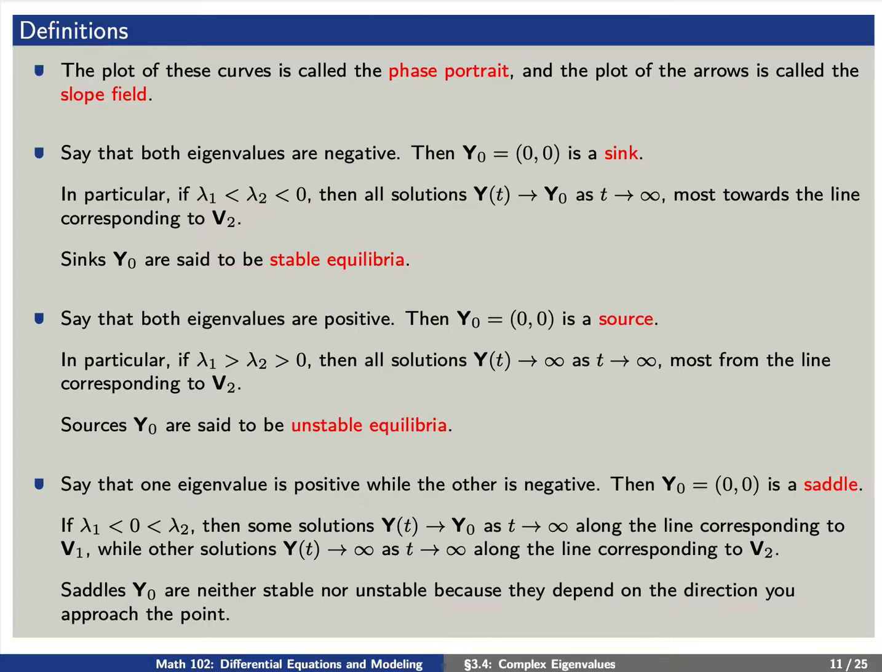Finally, let's say that one eigenvalue is positive while the other is negative. Then the origin, our equilibrium point, is called a saddle. Note that saddles are neither stable nor unstable because they depend upon the direction you use to approach the equilibrium point.